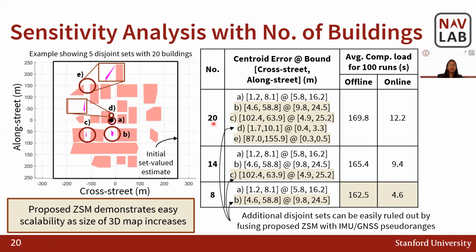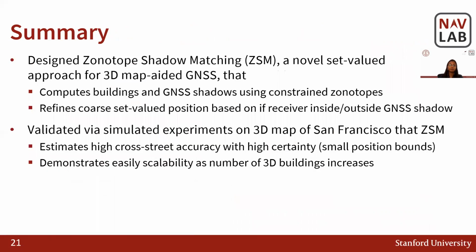We observe that as the number of buildings are decreased, the final set valued estimate also has lower number of disjoint sets. However, an interesting thing to note here is that other disjoint sets that do not contain ground truth can be easily ruled out by fusing proposed ZSM with other sources, say IMU or GNSS pseudoranges. So our proposed ZSM algorithm is easily scalable with respect to the size of the 3D building map considered.